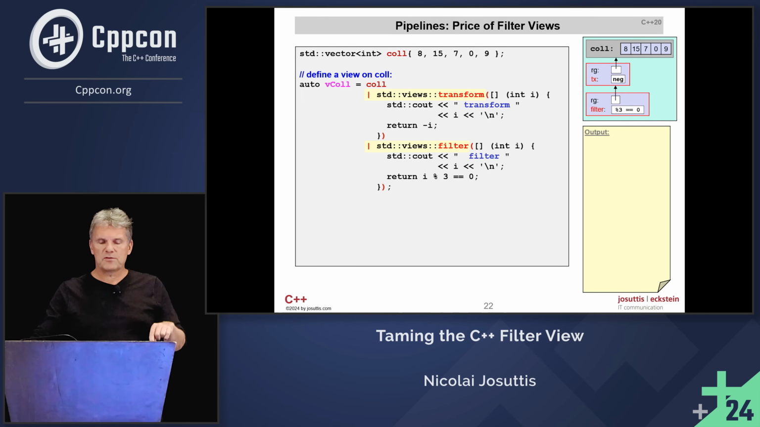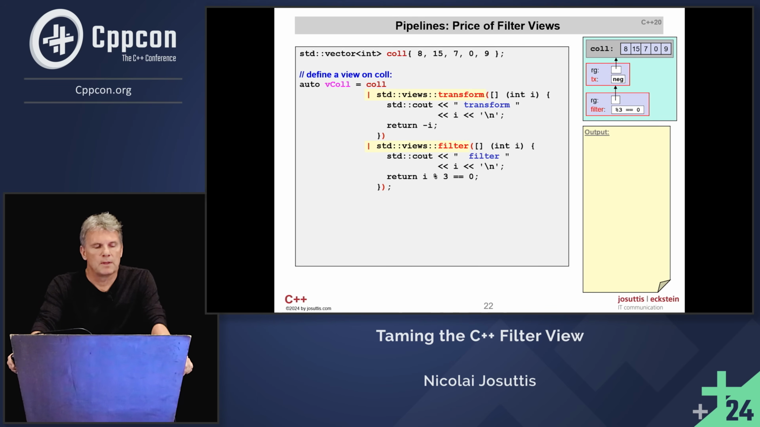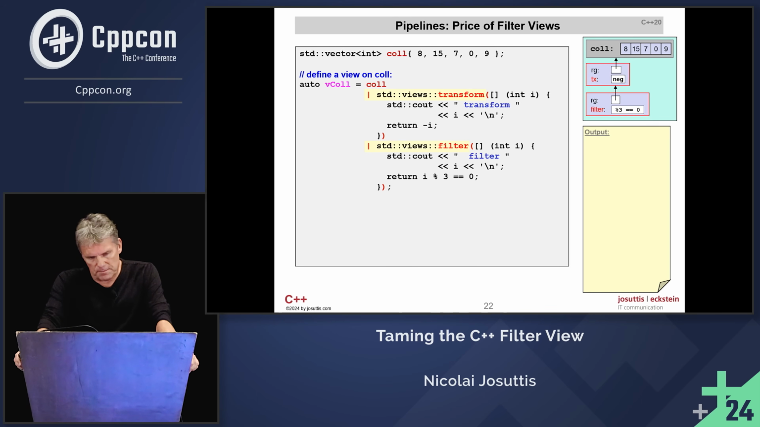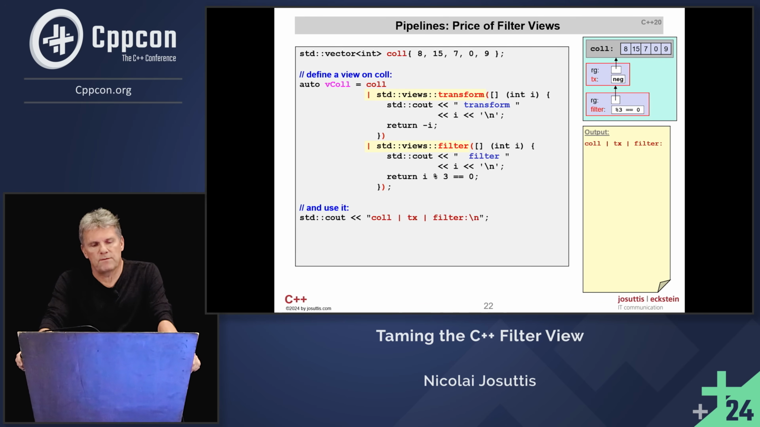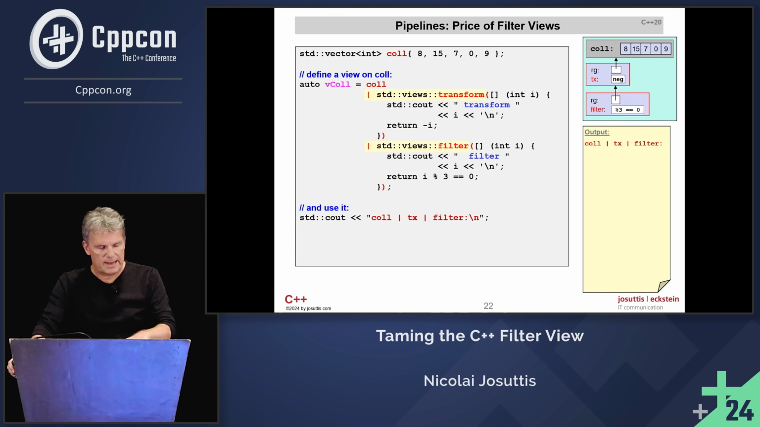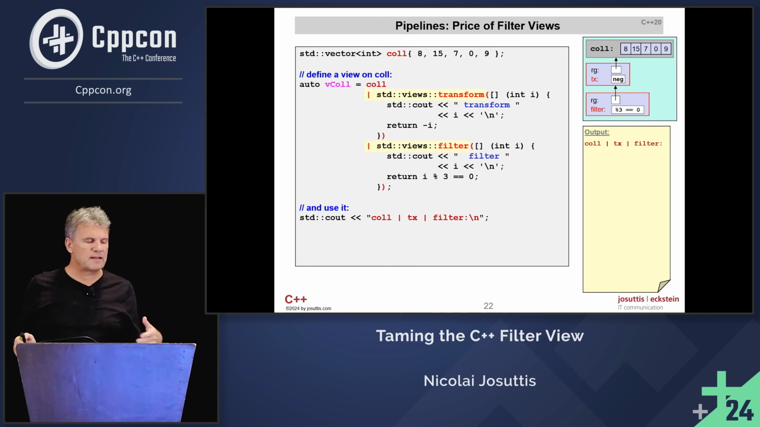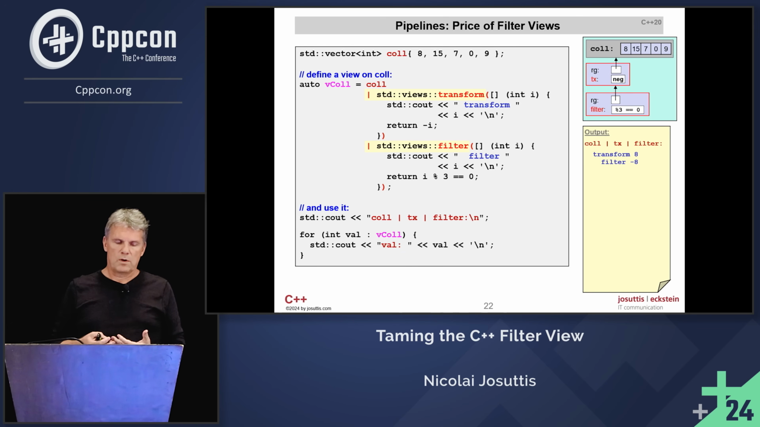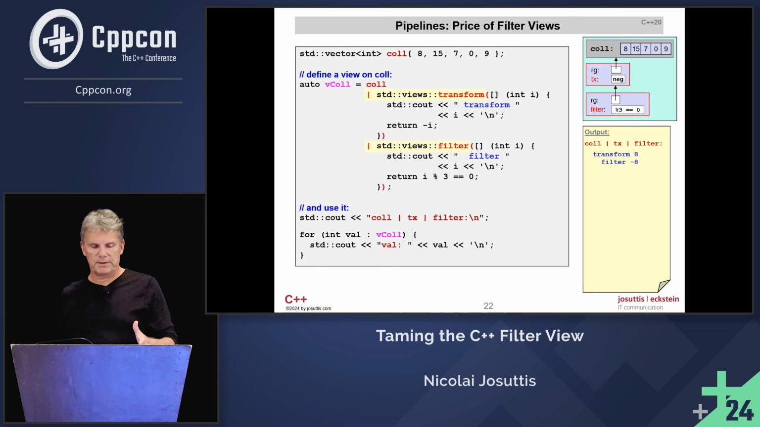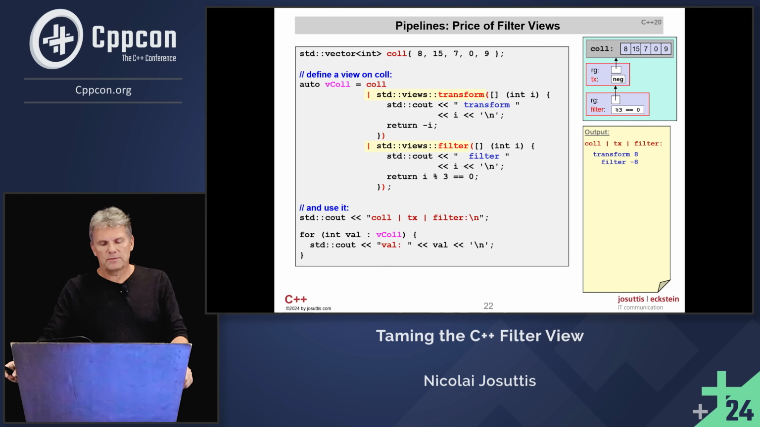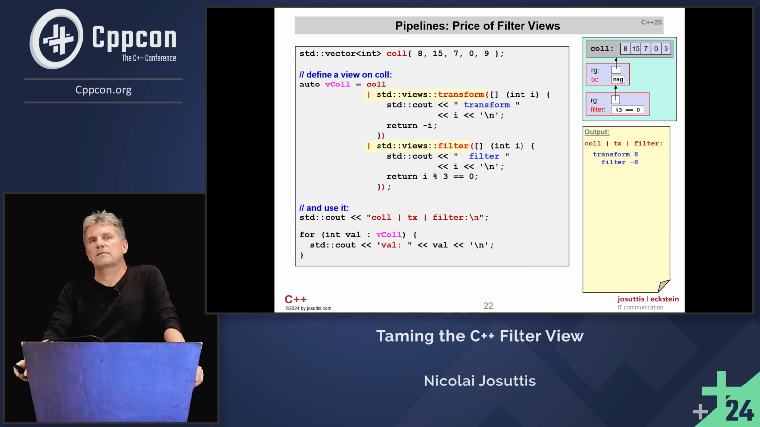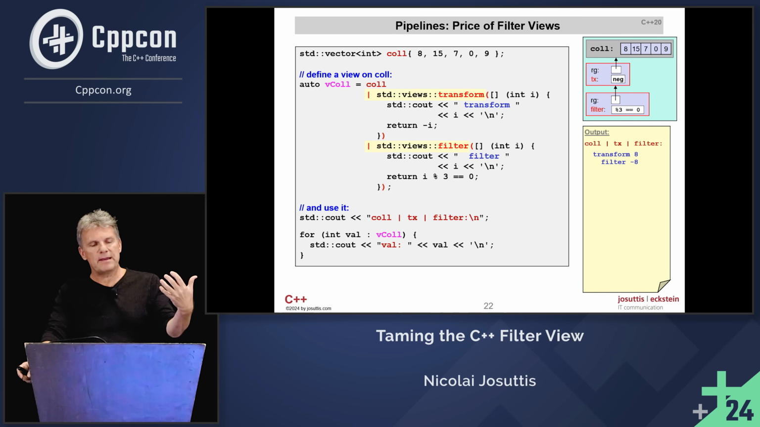So let's start with the transformation and then the filter. And that means you get the following behavior. Let's print out just a header, a starting tag, and then let's start to iterate. So we ask the filter for the begin. Begin goes to transform. Transform goes to the collection. 8. Transform looks at 8, negates, passes the element 8 to the filter.